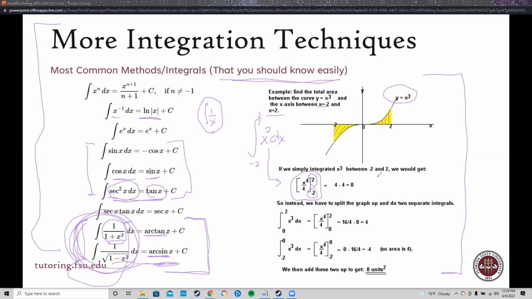So the way this looks, it looks like 2 to the 4 over 4 minus, and in here is -2 to the 4 over 4. This obviously just gives us, since this is even, the same value. So I get 4 minus 4, which is equal to 0.